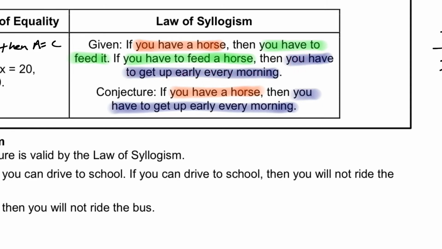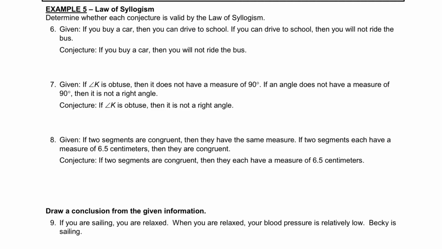And then your conjecture is the hypothesis from the first statement, and then the conclusion, the blue part, from the second statement. So if I read it real quick, it says, if you have a horse, then you have to feed it. The second statement is, if you feed a horse, then you have to get up early every morning. And then the final conditional statement, the conjecture, is, if you have a horse, then you have to get up early every morning. And so that is valid by the law of syllogism. Let's take a look at example 5, numbers 6, 7, and 8. I'm going to go ahead and highlight number 6 for you.